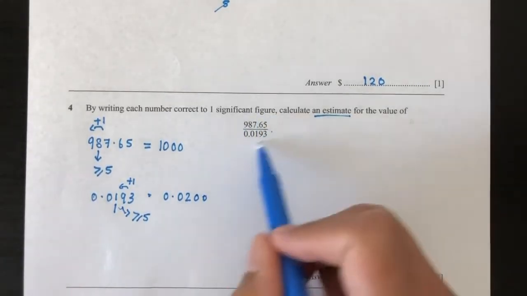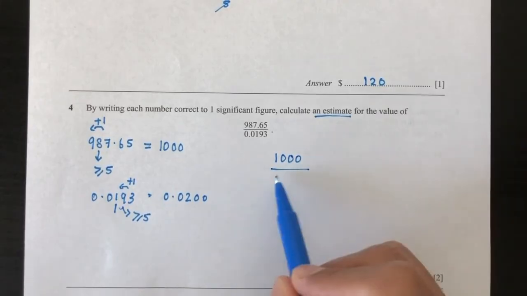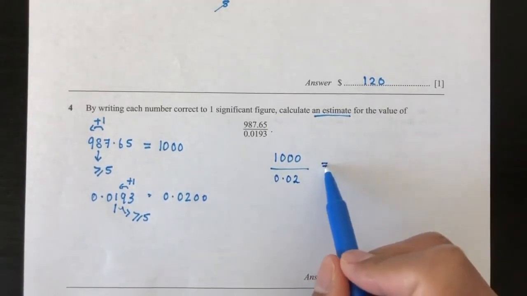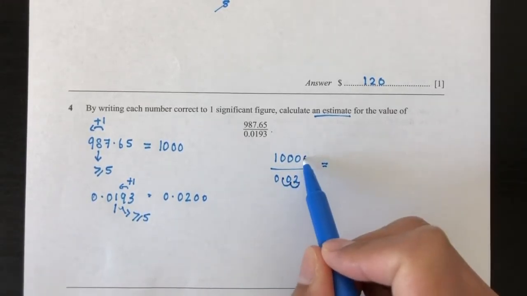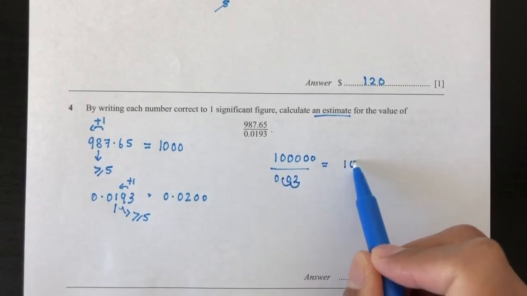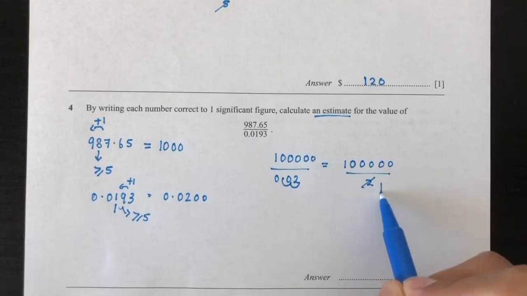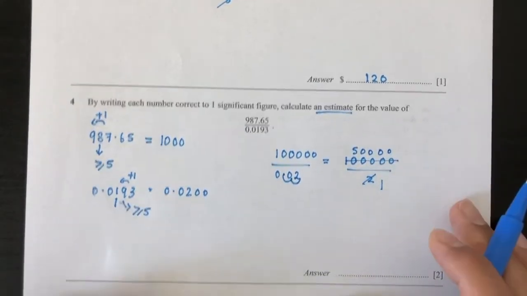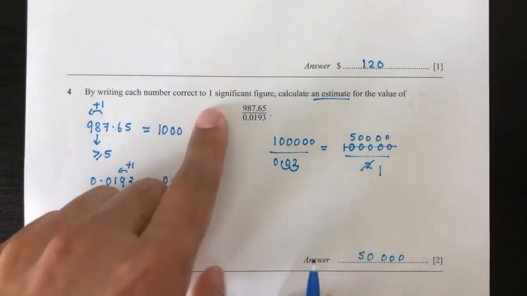Now replace back in your fraction. You will have 1,000 divided by 0.02. Since we have decimal places, you can move the decimal 1, 2 places, then you have to add 2 zeros on top. You will have 100,000 divided by 2. Your answer will be 50,000 for question number 4. That will be an estimation correct to 1SF.